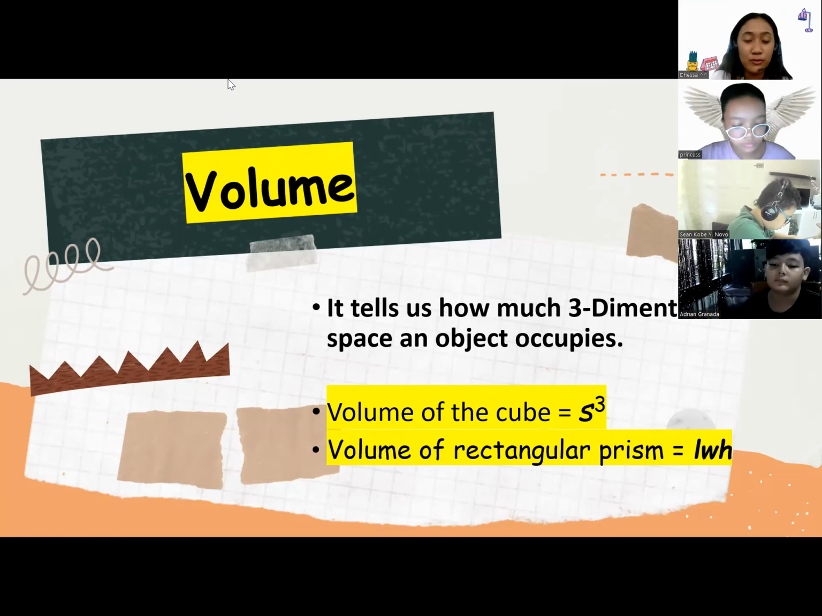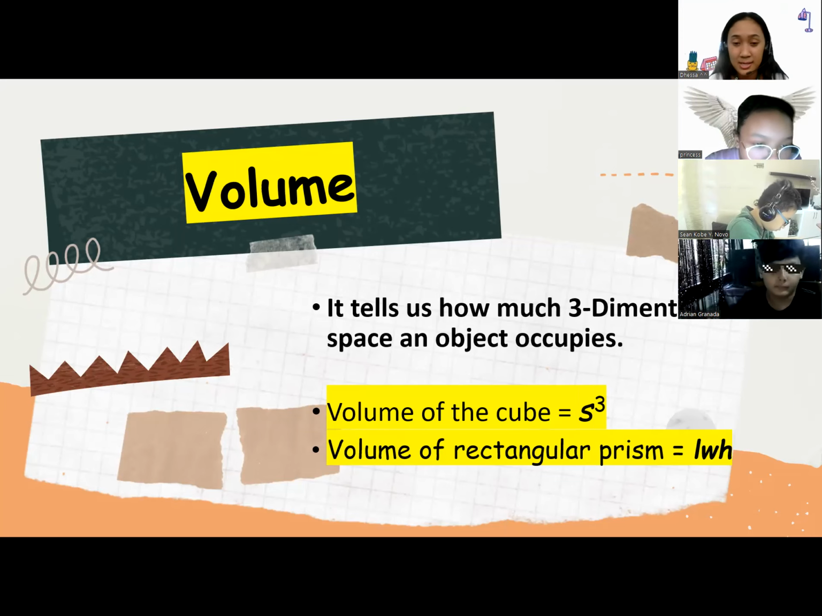Okay. For the volume of the cube, you have S cube, or S times S times S. Okay? S times S times S.